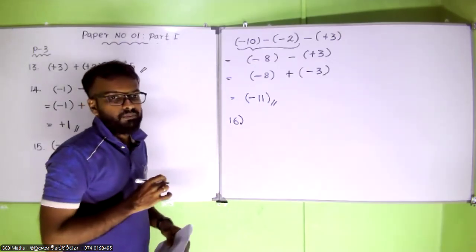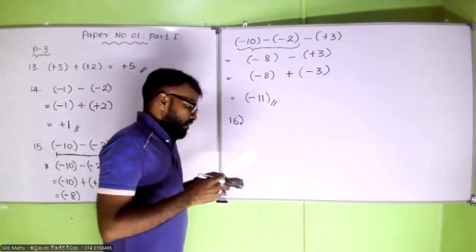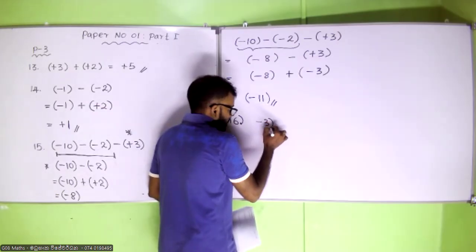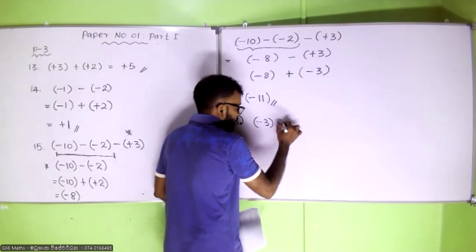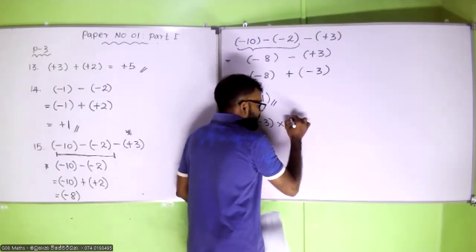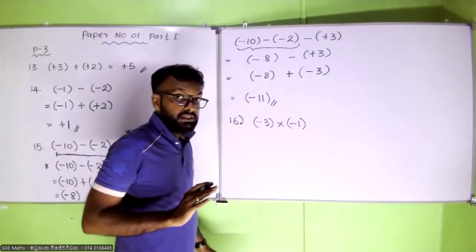Right? 16th one. Negative 3 multiplied by negative 1. Addition and multiplication, don't tableize it.